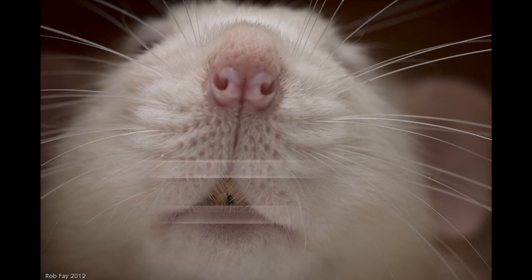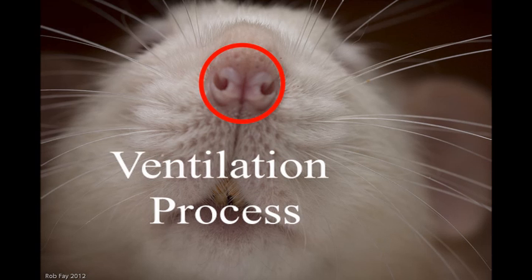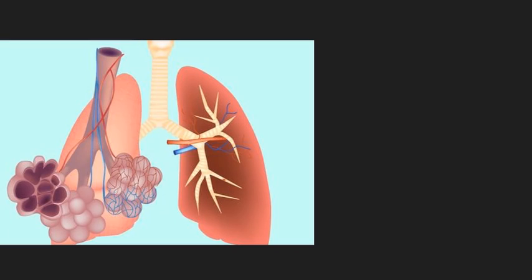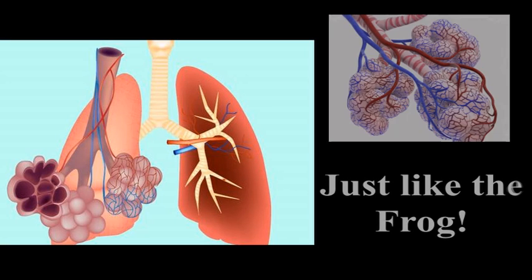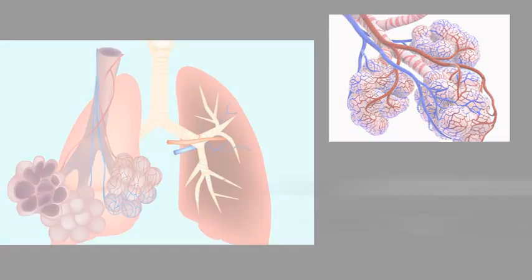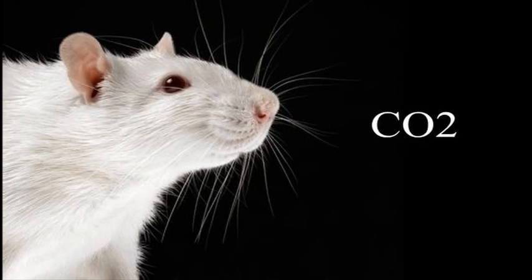The rat's ventilation process is operated by the inhalation of air through their nostrils before being transported by the pharynx and trachea into the lungs. Once this air has traveled to the lungs, gas exchange occurs through alveoli. Alveoli are tiny air sacs in the lungs whose function is to absorb oxygen into the rat's circulatory system before exhaling unwanted gases such as carbon dioxide.